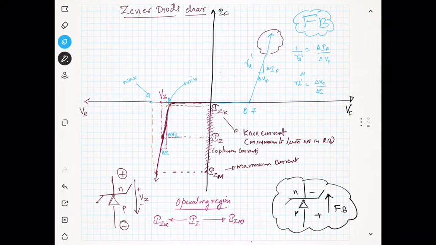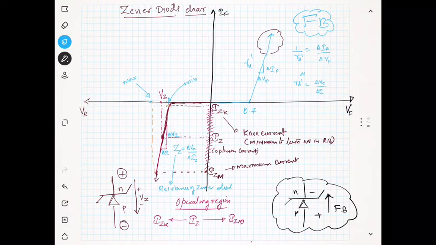Then you can have the resistance of the Zener diode, Zz, which is equal to delta Vz by delta Iz. So what is this? Zz is the resistance of the Zener diode. Okay, this is the resistance of the Zener diode. So what is this point?